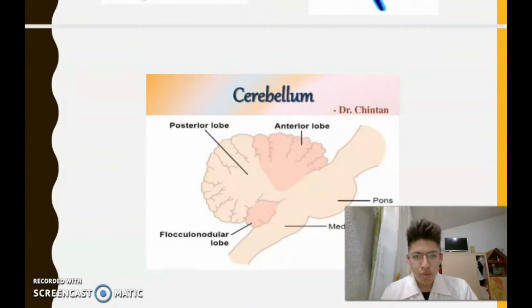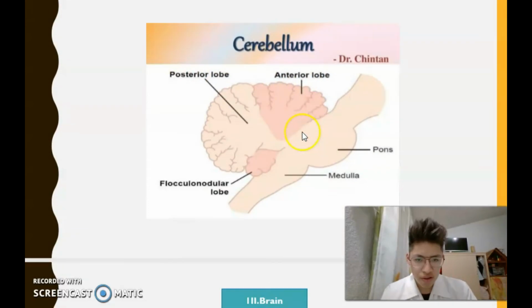Then here is the anatomical structure of the cerebellum. Its structure is like this one. Here we can see the different lobes in the cerebellum. For example, here we have the posterior lobe, then we have the anterior lobe, then here we have the bones of the cerebellum, and finally here we have the medulla.